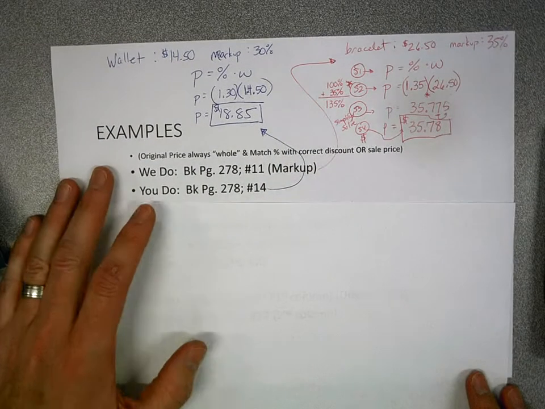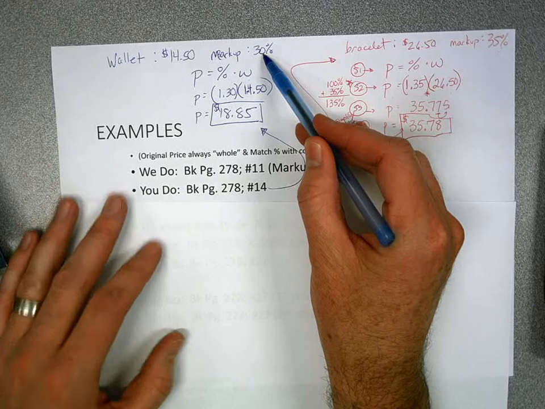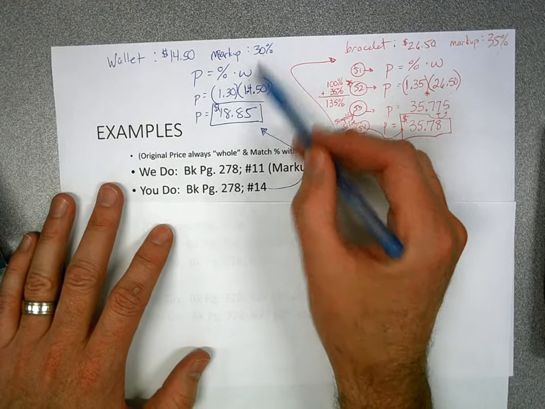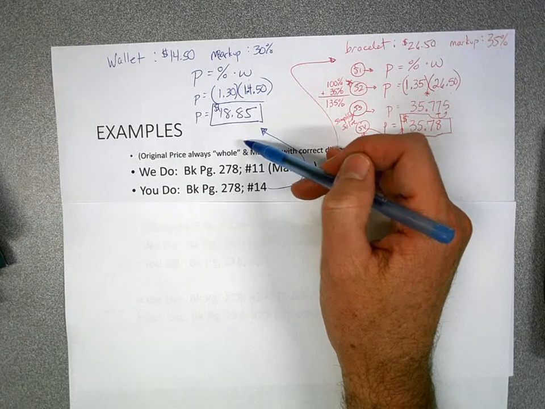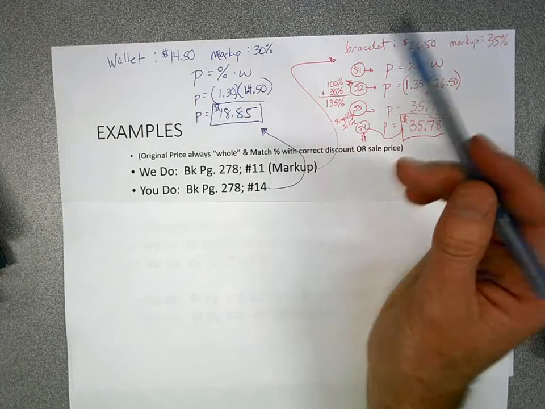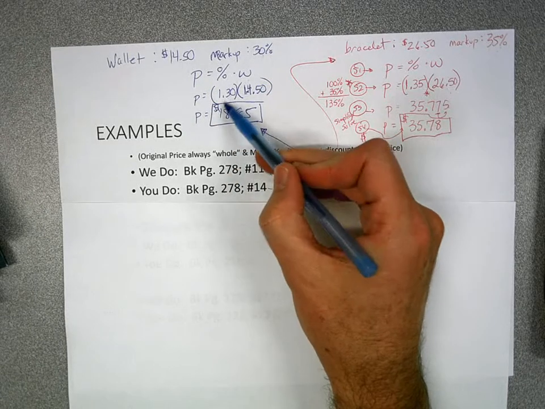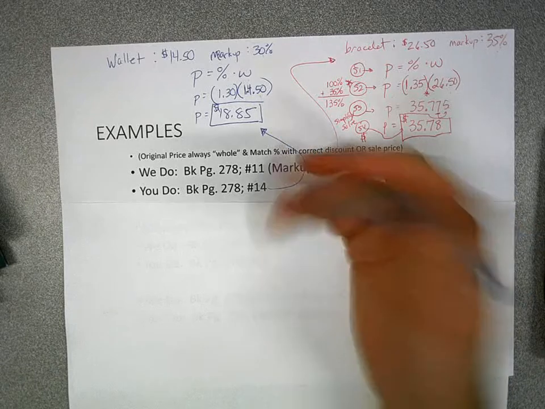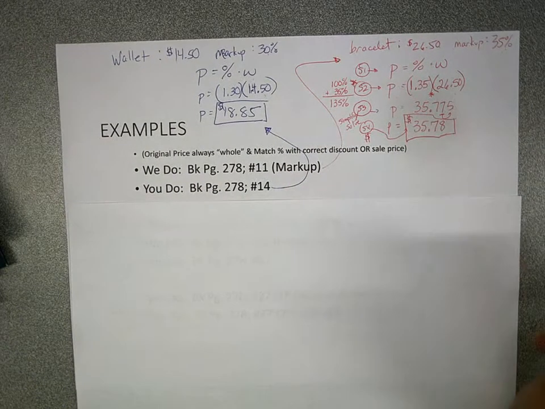Now remember, the only reason why we're adding the percent is because they are not asking for the markup, they're asking for the selling price. I want to make sure that's clear. That we're adding because they're asking for the selling price, which is the markup and the original price. Okay, if they were just asking for the markup, then we would just find out what is 30% of that. So it'd just be 0.30 times that, and then we'd have our markup. Okay, questions on that one?